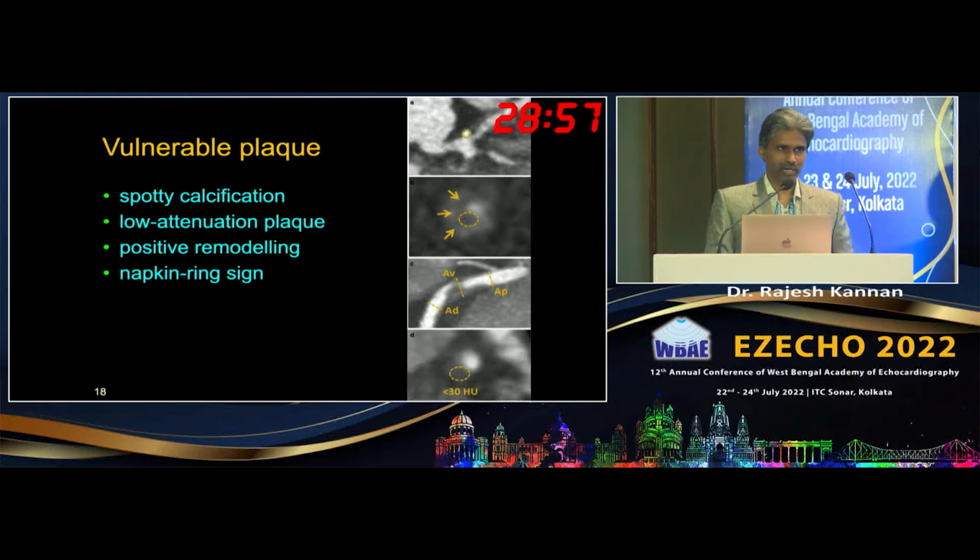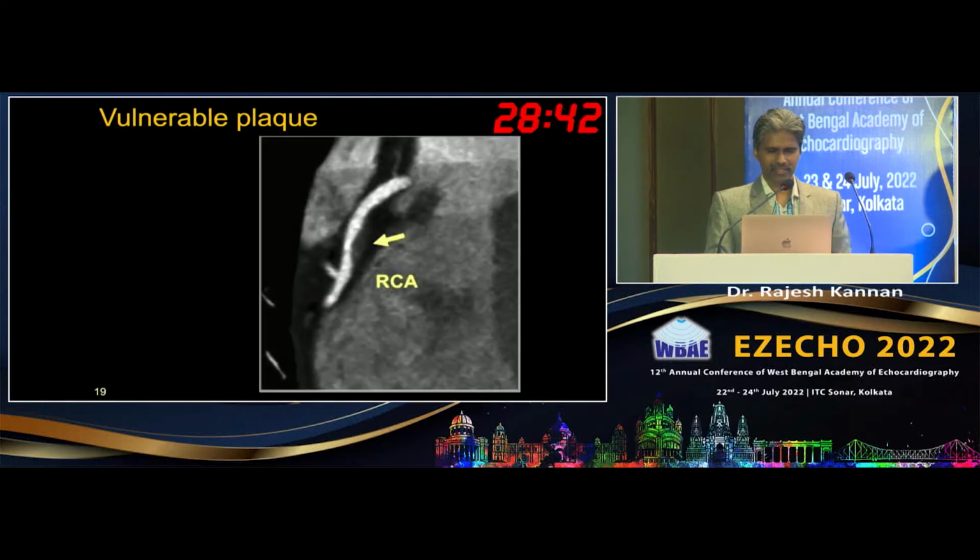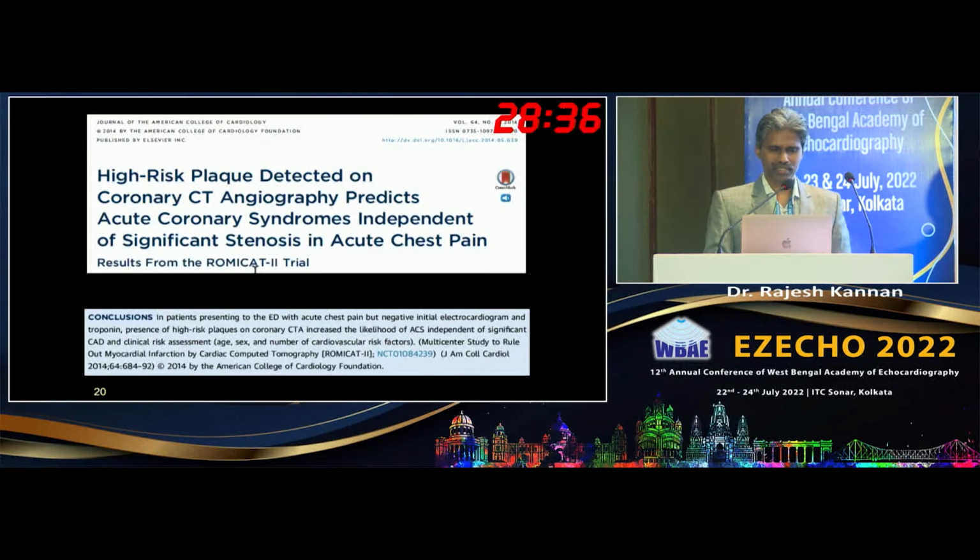There are a few features which favor a vulnerable plaque, including spotty calcification, low attenuation plaque due to the fatty substance within the plaque, positive remodeling, and the napkin ring sign. So this is again showing a vulnerable plaque. So it's not only the lumen that is important, we can also look at the plaque.